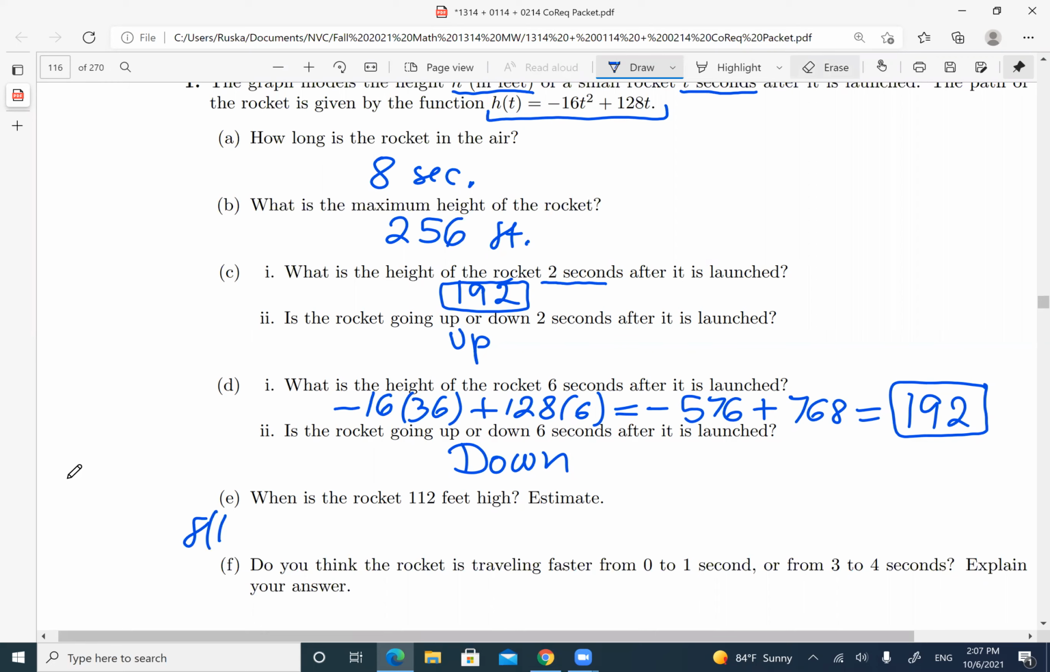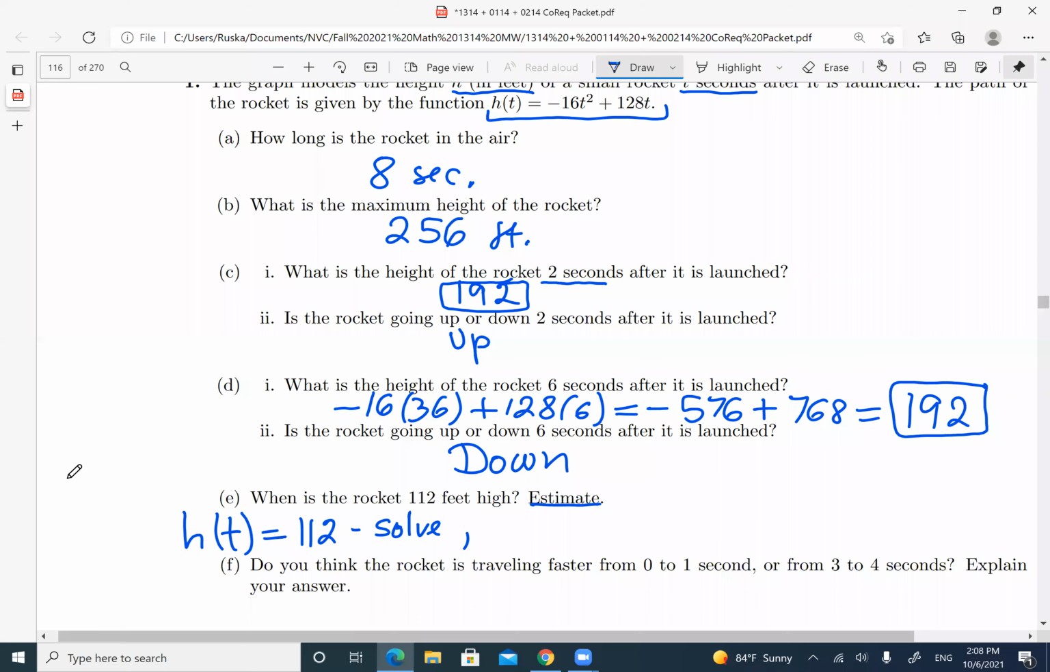equals 112. So if I want to solve precisely after how many seconds it's going to be at height 112, I have to solve the function equals 112. But they want me to estimate, so I'm just going to look at the graph. Let me write it better. h of t equals 112, and I need to solve it to find the exact value. Now, if I need to estimate, let's look at the graph.